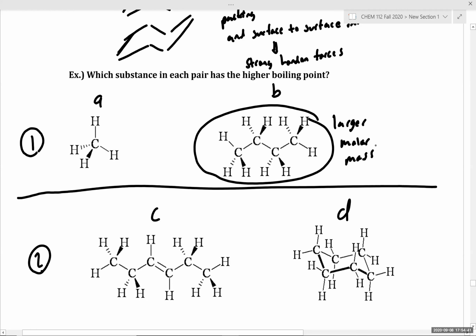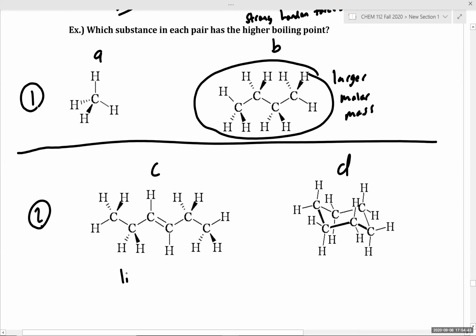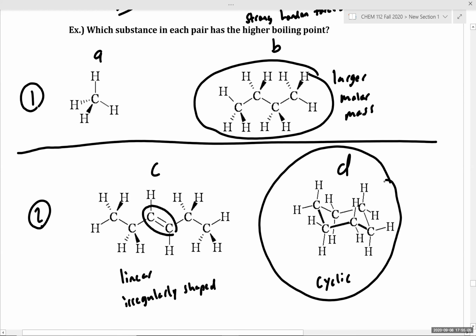In the next example, we're comparing a linear structure and a linear structure with a double bond. So it's a linear, irregularly shaped structure compared to a cyclic structure. And as we discussed, cyclic structures in general have higher boiling points. So we'd select response D. Cyclic structures in general have a larger surface area for interaction, in turn stronger London interactions, and as a result, a higher boiling point. Does that make sense to everyone?